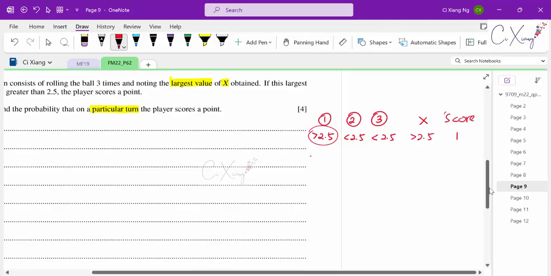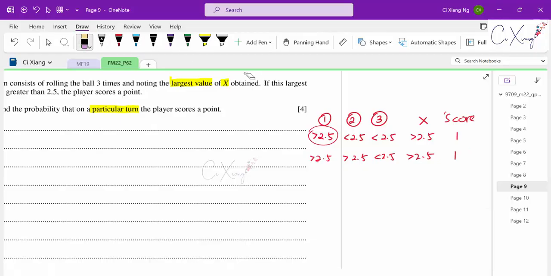Okay, but it is possible also that we have more than 2 rows which are more than 2.5, and I also get the score 1. There are too many cases for us to consider. If I want to consider all the possible cases so that I can get the 1 score, as long as in any of these 3 rows the distance traveled is more than 2.5, then your x will be more than 2.5 and you'll get the score.